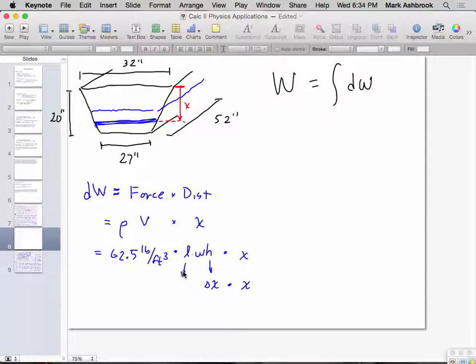Let's get this in, and I'll start moving things to feet. We're going to need feet, right? So how many feet is 52 inches? 4 1/3. 13 thirds feet. Let's keep it exact. So all that's left is the width of this thing, but that width is a function of x, right?